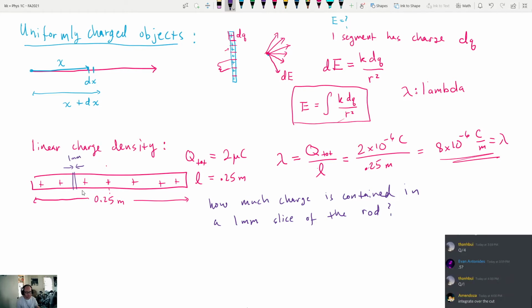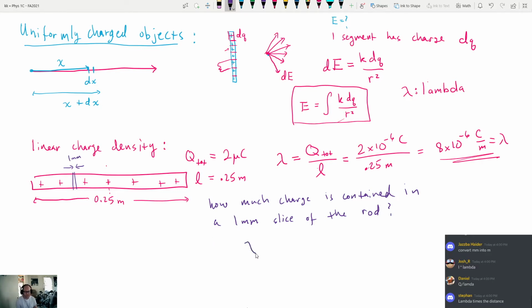You integrate over the cut. You don't need to integrate. No, it's not quite that hard. Q divided by lambda. Q divided by lambda is going to give us the length of the rod. How about lambda times the distance? That is the winner. Stefan, you are right. And if someone already said that, I apologize.